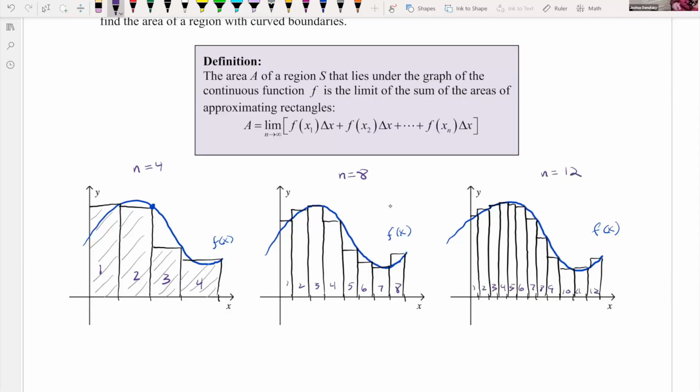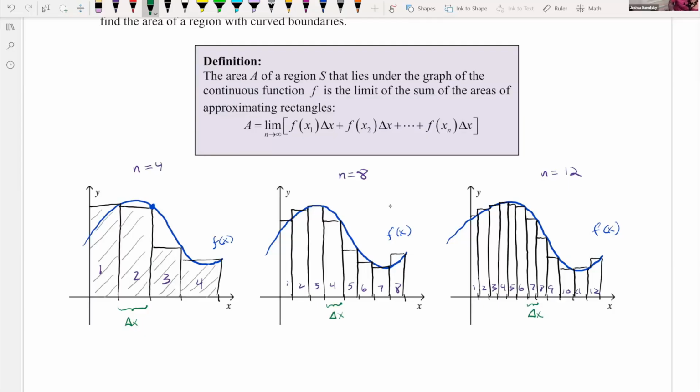And in each case, it may not look like it in my picture, but I tried to make each of these distances the same. So here, this is what we call delta x. And here, this is what we call delta x. And as you can see, delta x is getting smaller the more rectangles we have.